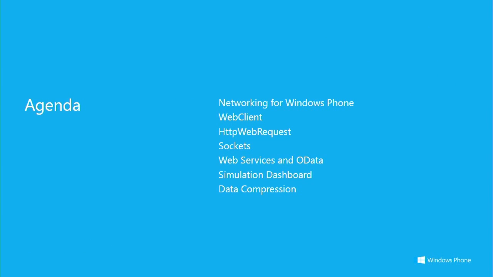There are a couple of APIs, WebClient and HttpWebRequest, which you use for low-level, raw HTTP requests across the network. We're going to mention sockets briefly, as we haven't got a lot of time to dig into that. But then we're going to spend quite a bit of time on web services and OData, because there's a lot of interesting developments in that area. Then data compression, very important for making a good quality network connection, just to make sure that you're using compression on the wire.